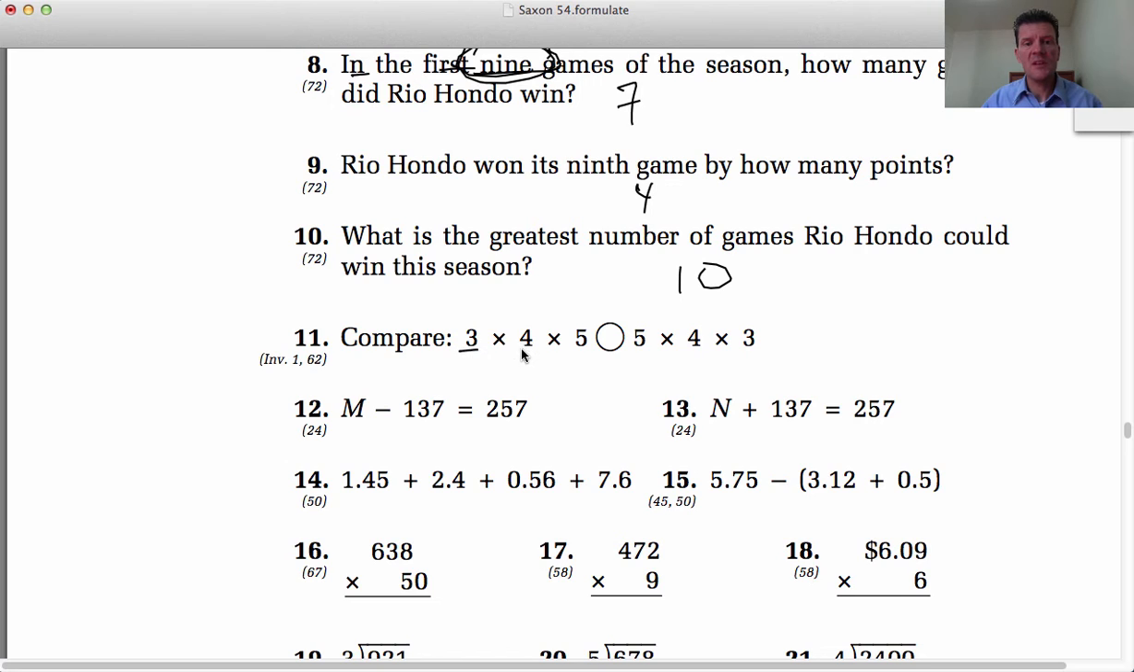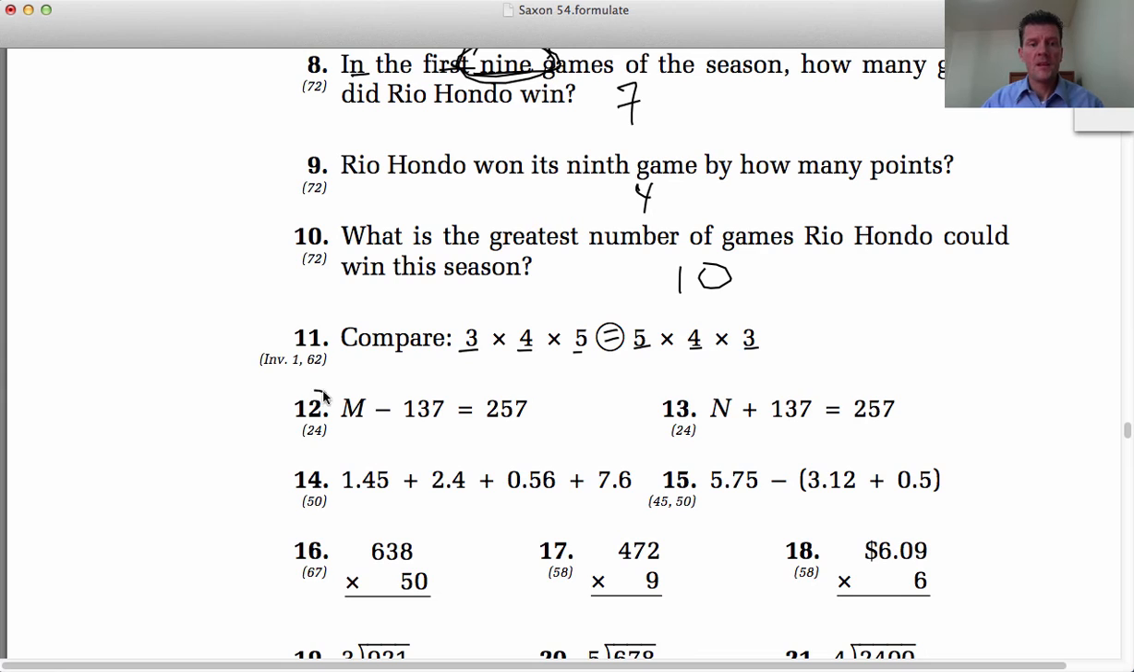This is saying 3 times 4 times 5. And the other side is saying 3 times 4 times 5. Notice I read that in the same order, but they're not written in the same order. That's because multiplication, the operation, it doesn't matter what order you multiply in. It's going to be the same answer. 2 times 3 is the same as 3 times 2. So these two sides are going to be equal.